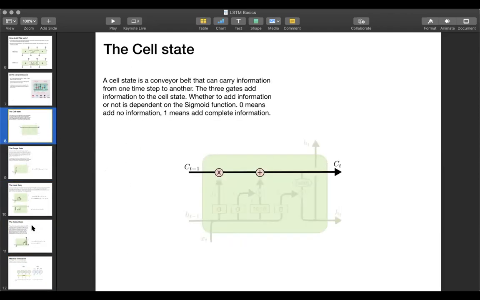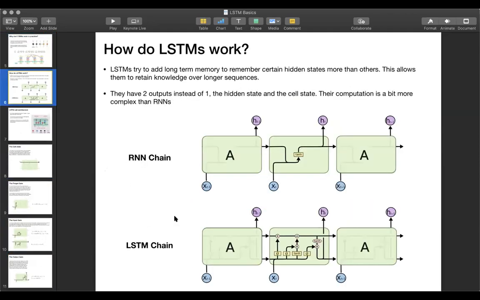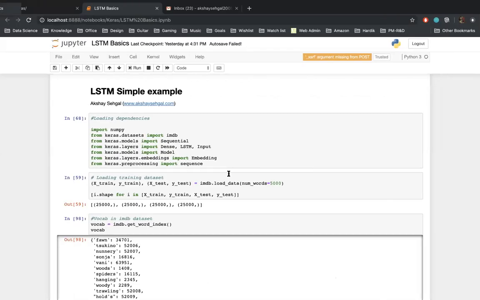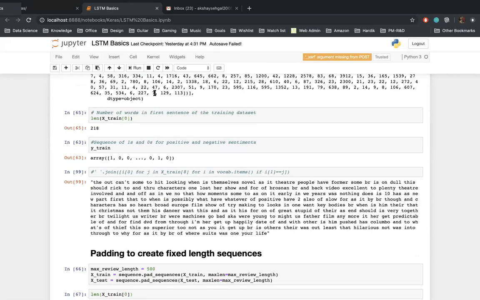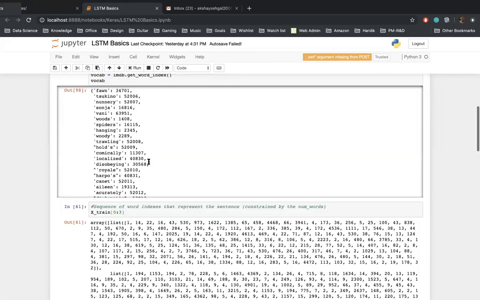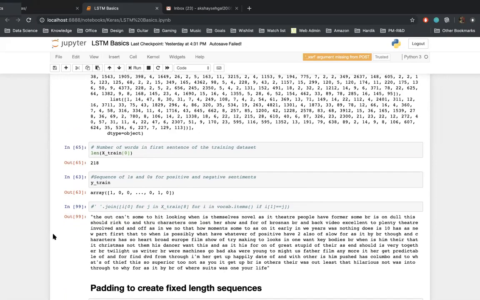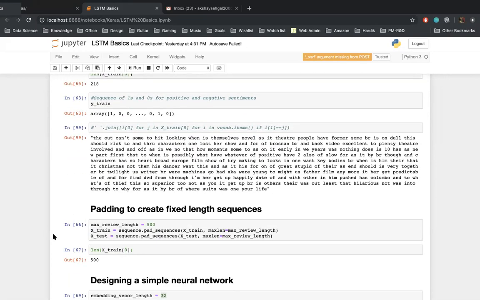So now we'll just quickly go back to the code and just try to analyze what is happening in the LSTM again. Are you able to see the Jupyter notebook, Tanvi? Hello. Okay, I'll assume that you're able to see that. Okay.